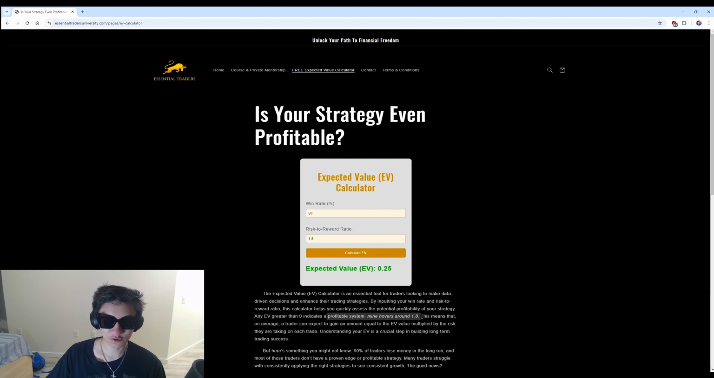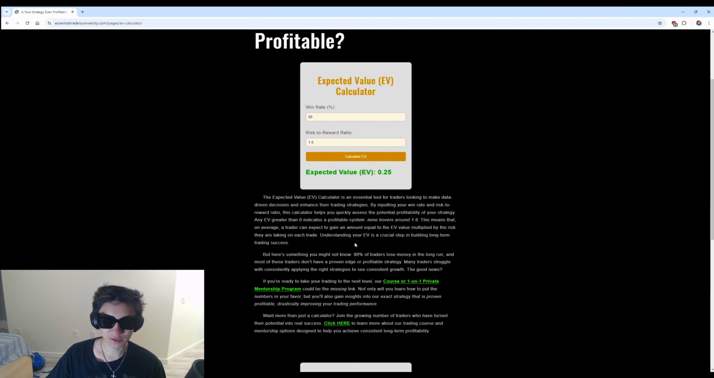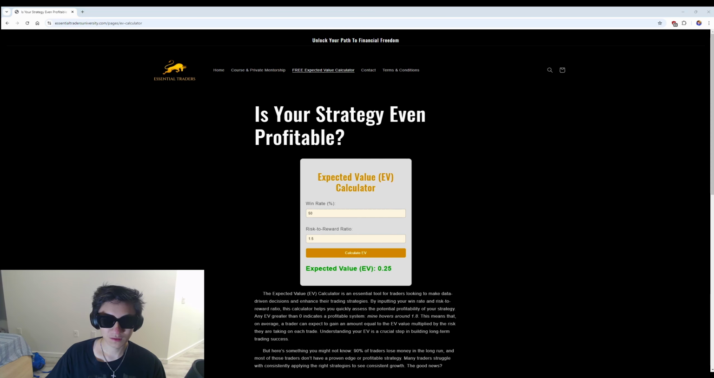My trading system for the past quarter, or actually 4 or 5 months now, since I've been showing my data, is around 1.8 for expected value. Okay, and you can read through this if you want to read what expected value means. It's essentially the value multiplied by the risk they are taking on per trade, and it's basically the amount you can expect to gain. So feel free to read that if you got the time. If not, just know green is good, red is bad. And you want to have this number as high as possible. Obviously, you won't have a 100% win rate, but high as possible, and optimize your system.